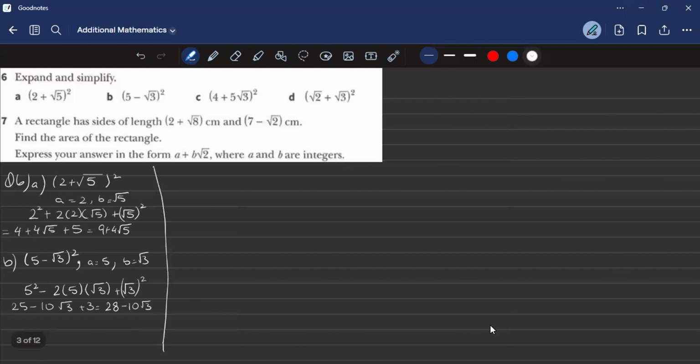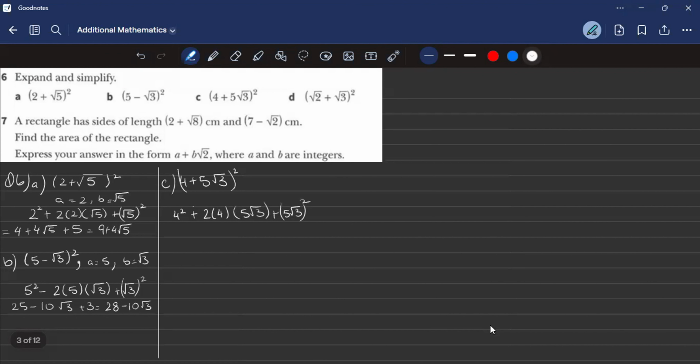Let me just make a partition here and proceed on to part C. So 4 plus 5 under root 3 whole squared is here. So we have got a squared, again 4 squared. This is a positive sign, so we are going to say this is equal to plus 2ab, 5 under root 3, plus b squared, which is 5 under root 3 whole squared. Now again, remember this is a whole squared, not a squared on under root 3 only.